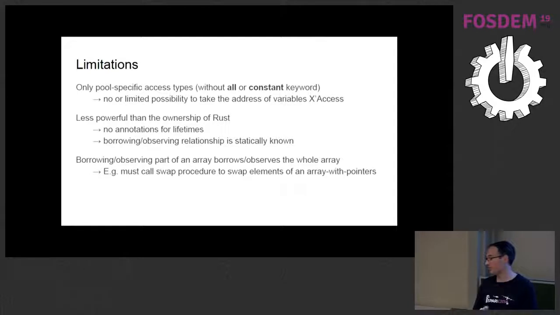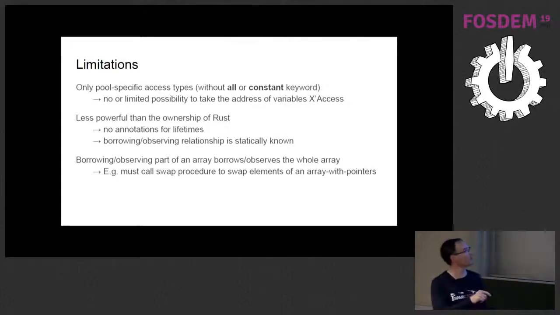In any case, it will be less powerful than the system of Rust. We don't plan to have any annotation, in fact. We want to have something that integrates very well with existing code or code that is regular Ada, even if it's new. And so we don't plan to have annotations for lifetime. We want the borrowing-observing relationship to be statically known. Some of these constraints come from the wish to have no additional annotations, and some others come from the fact that we want to do something different.